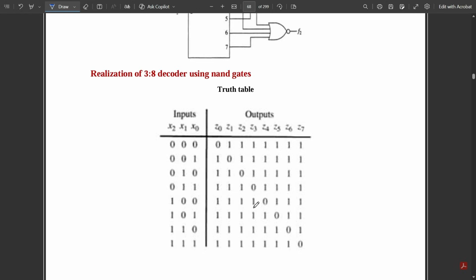Now we'll see one more important concept under the 3 to 8 decoder only, that is realization of the 3 to 8 decoder using NAND gates.